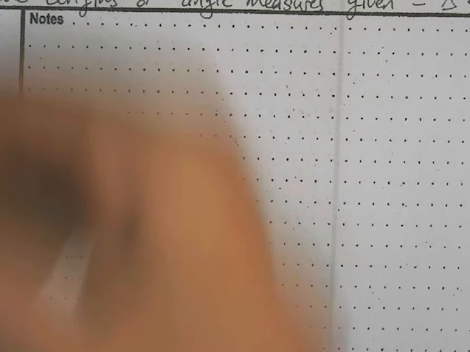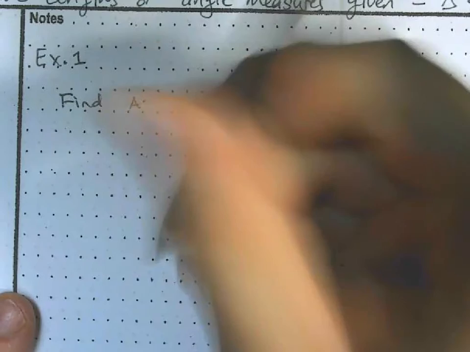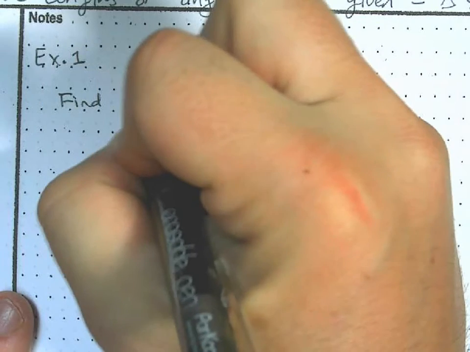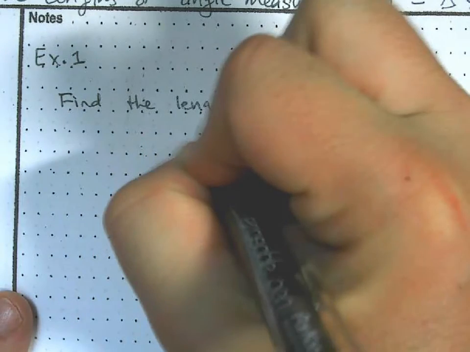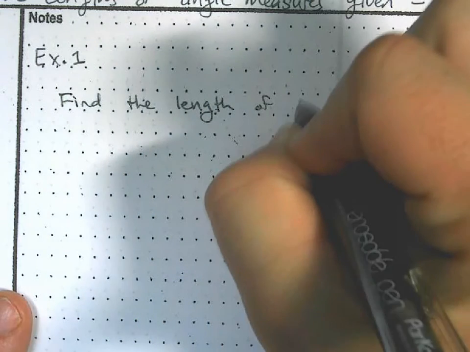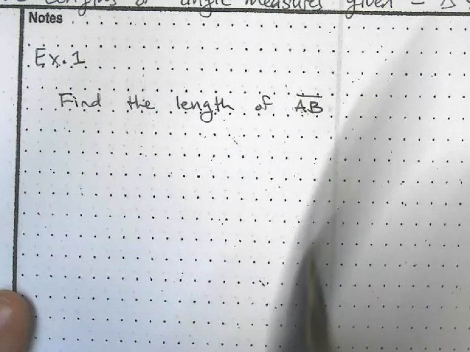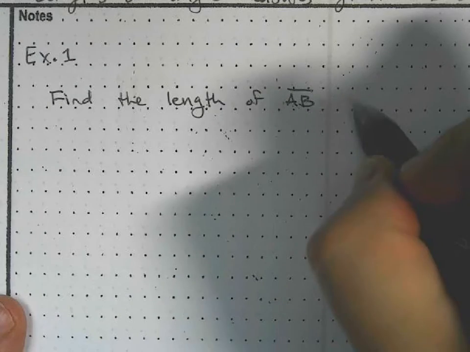Okay, so let's just jump into some examples. We want to find the length of AB, given the following.